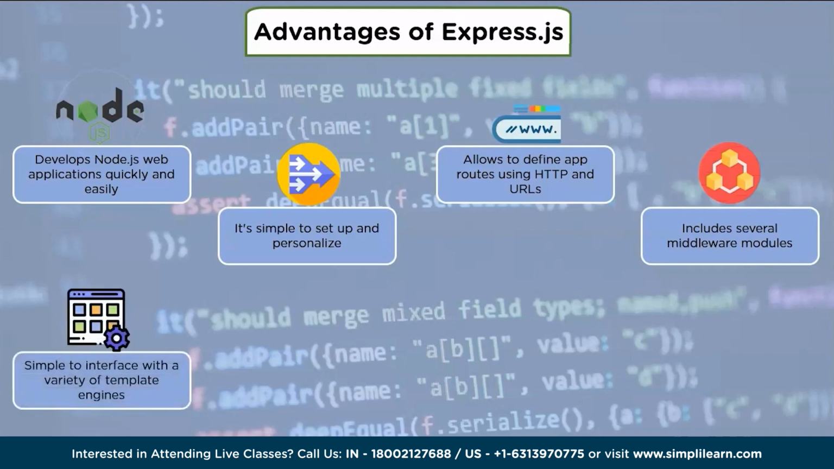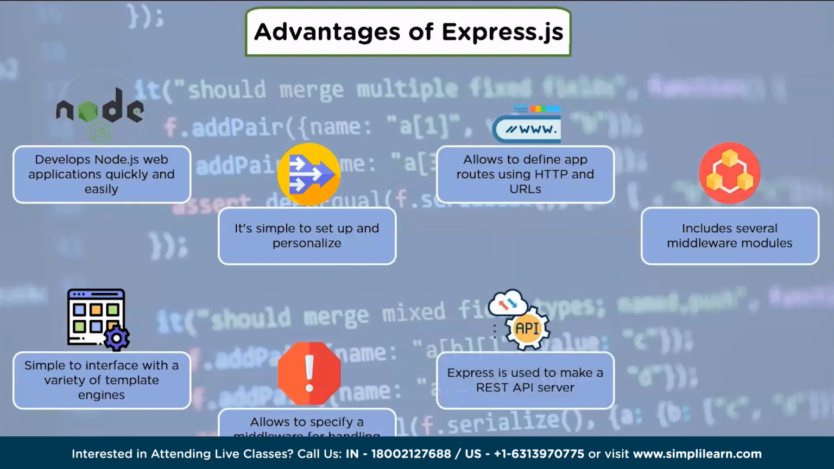It is simple to interface with a variety of template engines including Jade, Vash, and EJS. It allows us to specify a middleware for handling errors. Express is used to make a REST API server, and it's simple to provide your application static files and resources. Databases such as MongoDB, Redis, and MySQL are simple to connect to Express.js.